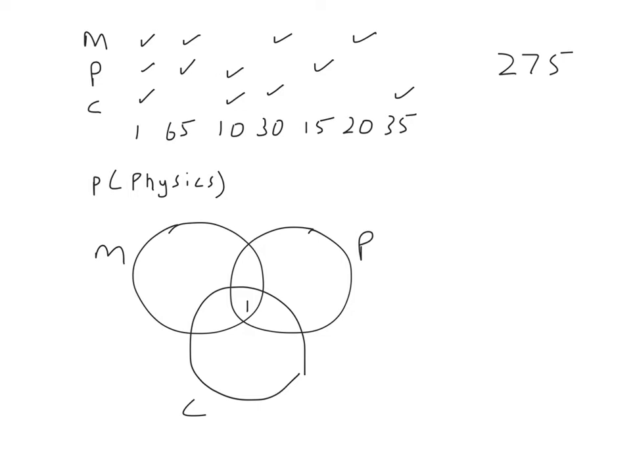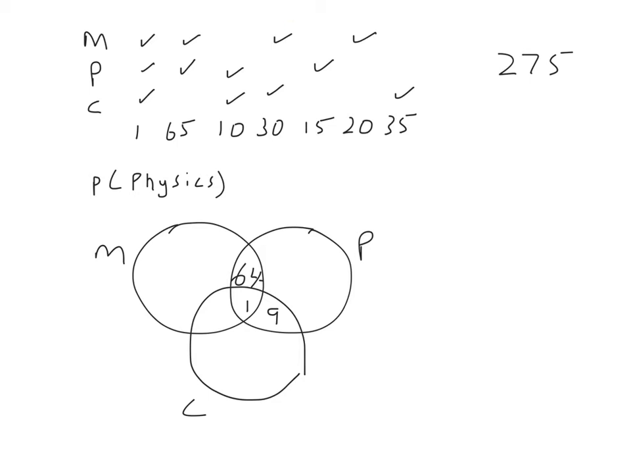Now 65 people are doing maths and physics. So in this region here, there's going to be 65 people, because that's the overlap between maths and physics. There's already one person, so that must leave 64 people that are doing maths and physics but not chemistry. There's 10 people doing physics and chemistry. So in this whole region here, there's got to be 10 people. Well, one's already in this section here, so here there's got to be 9.